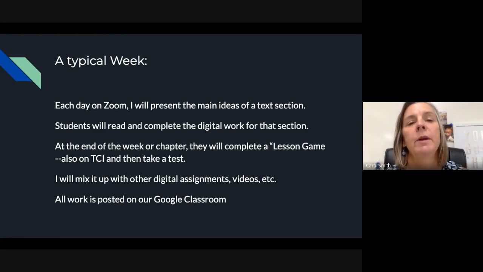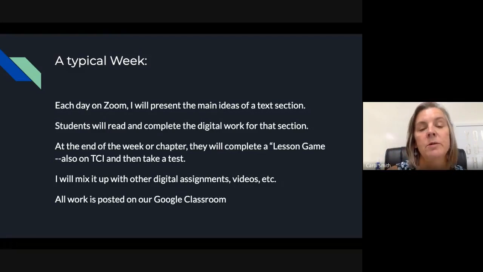And then when we finish the week or the chapter, they will be responsible to do a lesson game, which is still within TCI. It's a great review for the chapter test, and I do expect the lesson game to be done before we take the test because it's a review piece for the test. And then they'll take the test, and those are online tests. I will be mixing this up with other digital assignments, videos, and that sort of thing so that I can try to keep this as engaging as we can during distance learning.